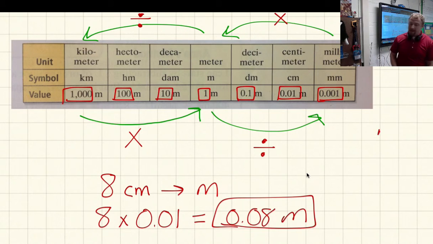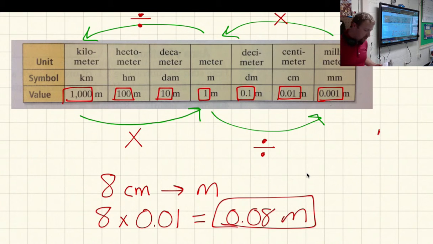I know it's getting close to time to go. Your homework tonight is the following. I'm just going to write it down underneath this chart.